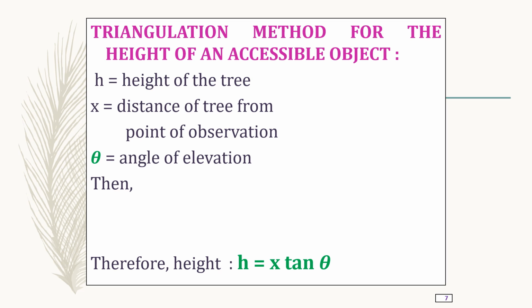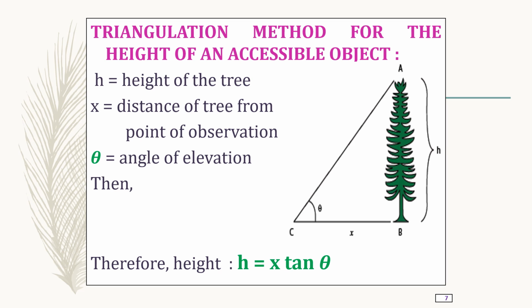First we are going to see triangulation method for the height of an accessible object. Let me explain this diagram first. Let AB equal to H be the height of the tree or the tower to be measured. Let C be the point of observation at distance x from B. Place a range finder at C and measure the angle of elevation. What is the angle made by them? Angle ACB is equal to theta.